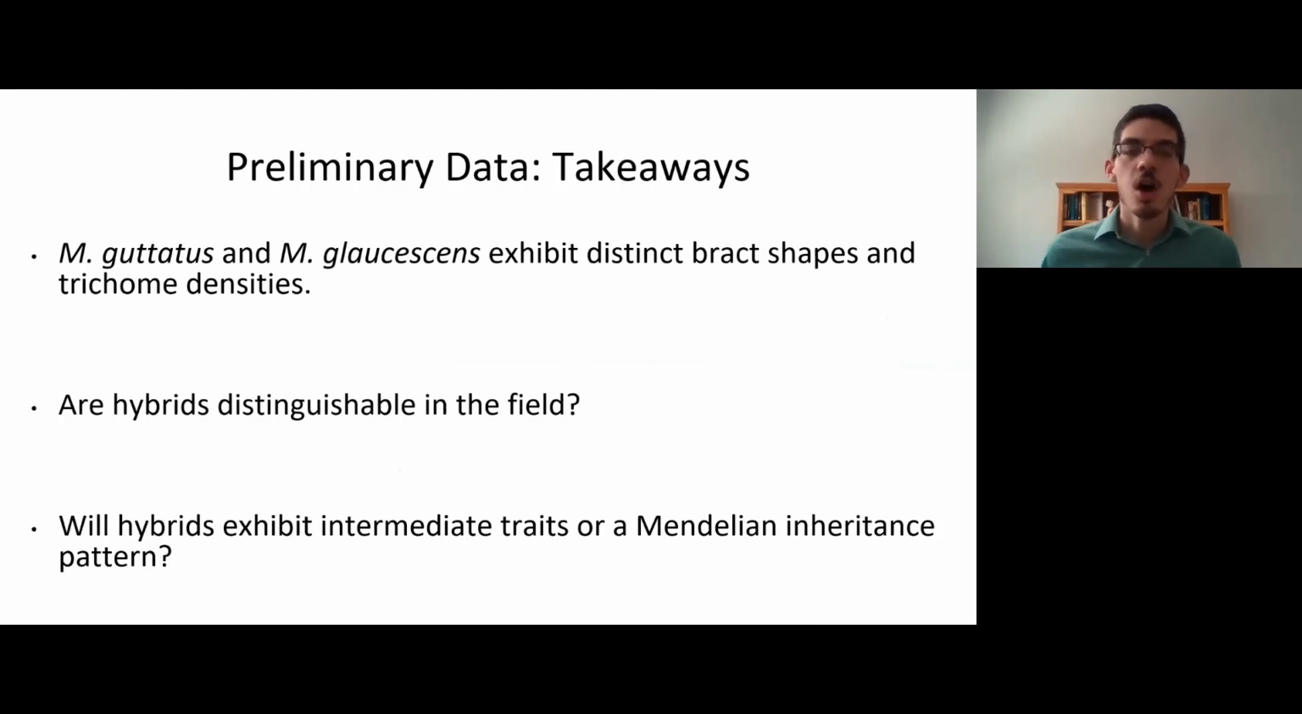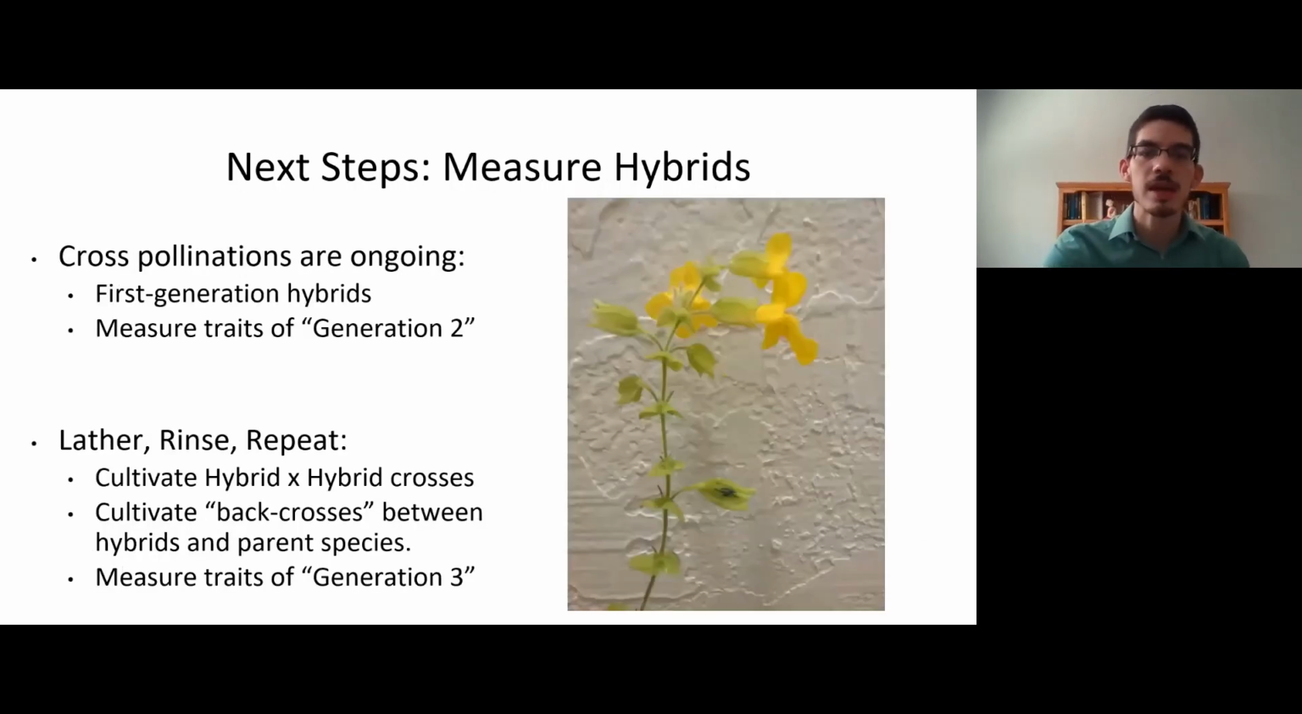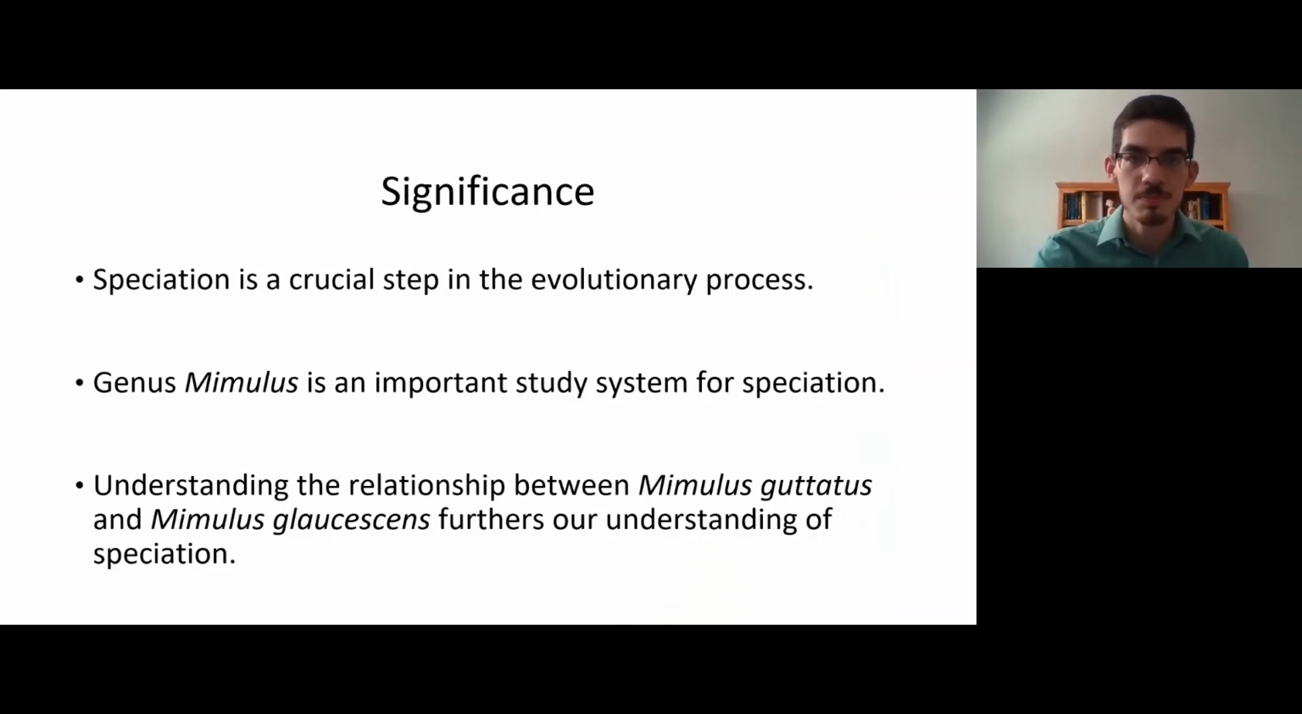In addition to that, would hybrids produce some sort of intermediate trait, or would they have a Mendelian inheritance pattern, something like a dominant-recessive pattern? So that's where I'm going next. I've completed all my measurements of the parent species, and I've cross-pollinated hybrids, and I'm going to be measuring them next. Following that, I will be growing a third generation, doing some hybrid crosses, as well as some back crosses of hybrids with their parent species, and measuring them as well on these same traits.